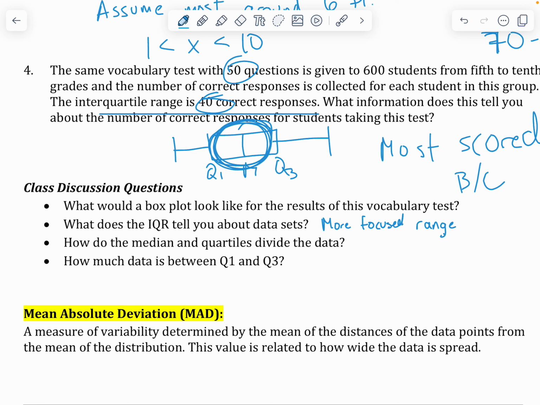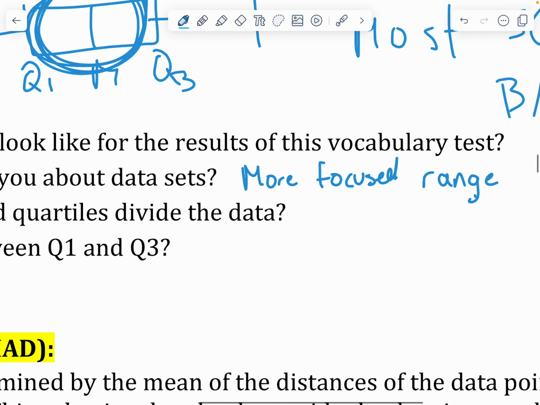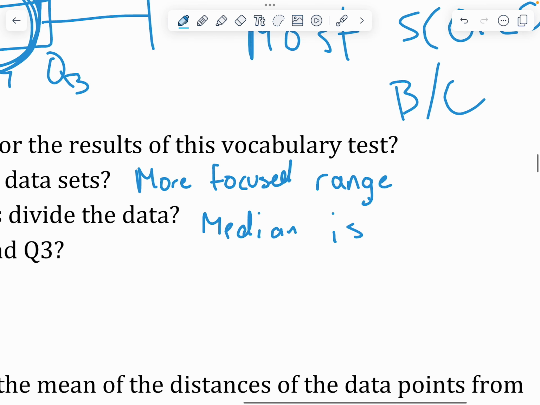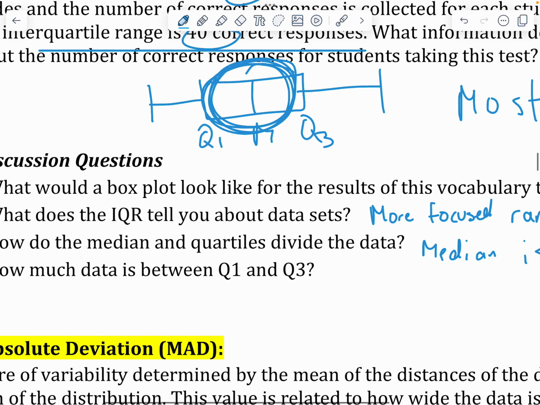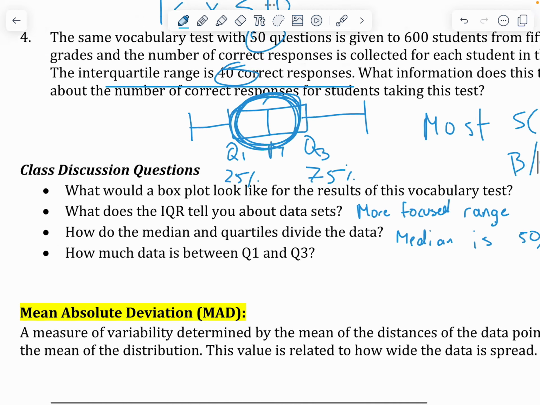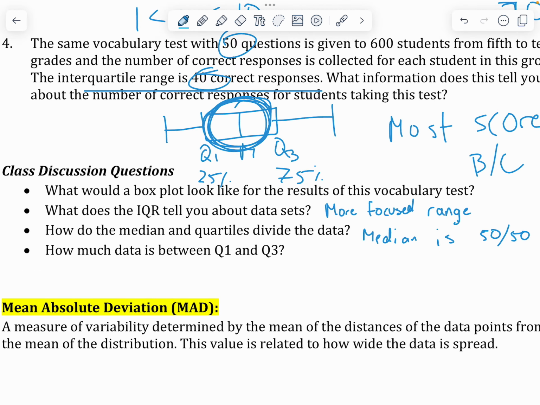How do the median and quartiles divide the data? The median is like the 50-50. Whereas the quartiles split it, so this is 25%, this is 75%, usually. So there's about 50% of the data right there in between those two. And it says how much data is between quartile 1 and quartile 3. It's about 50% of the data, usually.